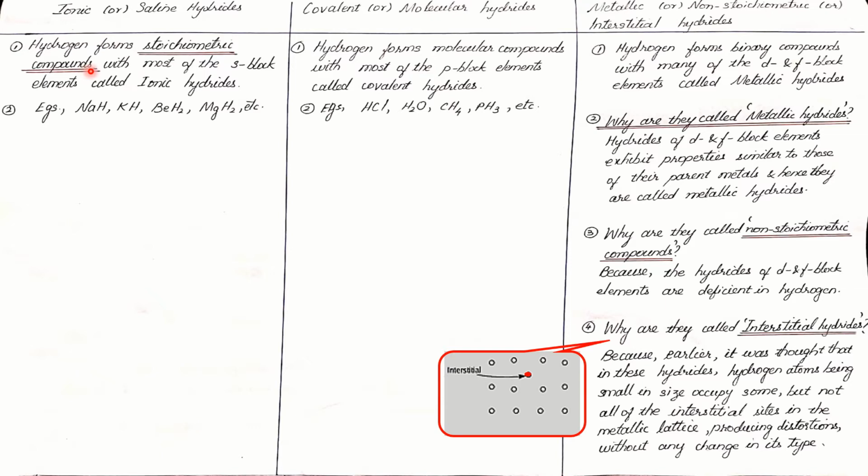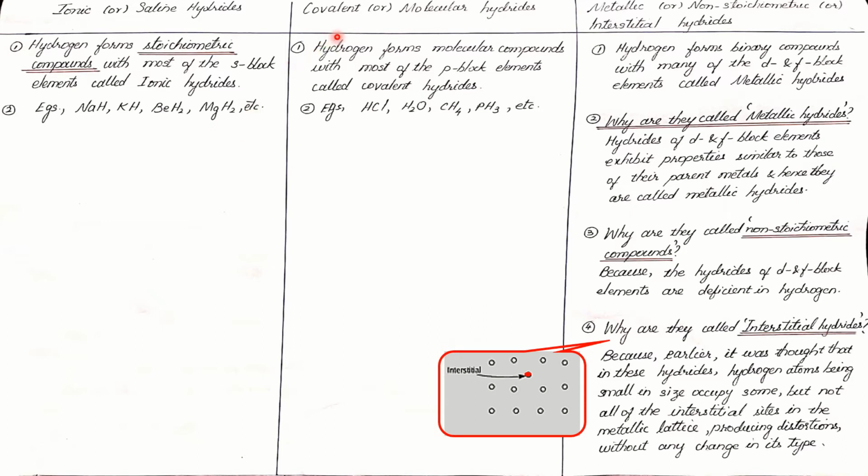Firstly, what are ionic hydrides? Stoichiometric compounds formed by hydrogen with most of the s-block elements are called ionic hydrides. What are s-block elements? Elements belonging to group 1 and group 2, that is alkali metals and alkaline earth metals, are called s-block elements. When hydrogen combines with s-block elements, it forms stoichiometric compounds called ionic hydrides. They are also called saline hydrides. Okay. Now, some of the examples of ionic hydrides are sodium hydride, potassium hydride, beryllium hydride, magnesium hydride, etc.